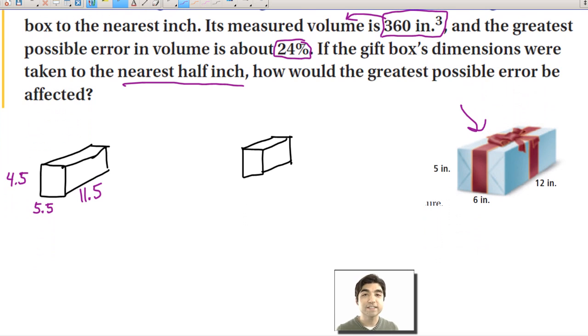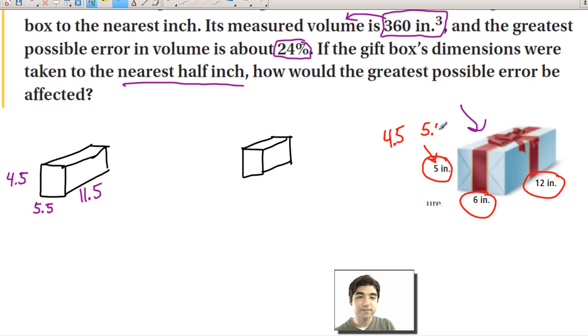So what it means by nearest half inch is that our dimensions right here, let me circle them in red, these measurements could be off by a half an inch. So this measurement right here, 5 inches, could be 4.5 inches, or it could be 5.5. So it could be off by half of an inch either way. So it's wondering what's the greatest possible error that could happen if all the measurements were underestimated by a half an inch or overestimated by a half an inch.